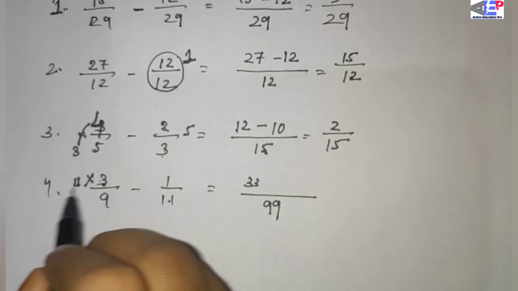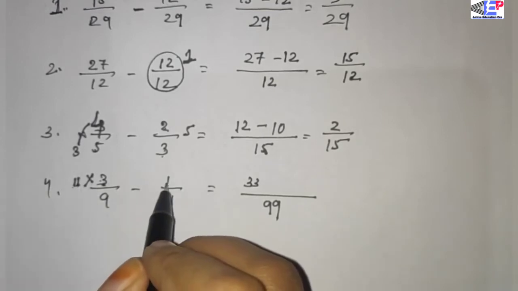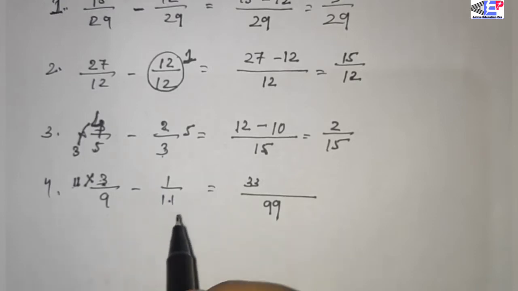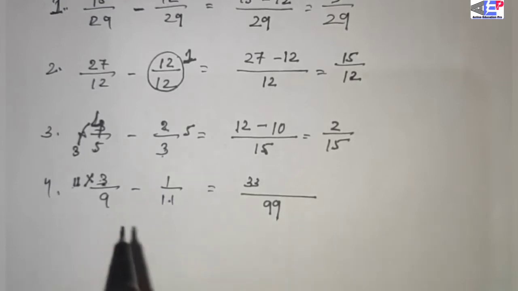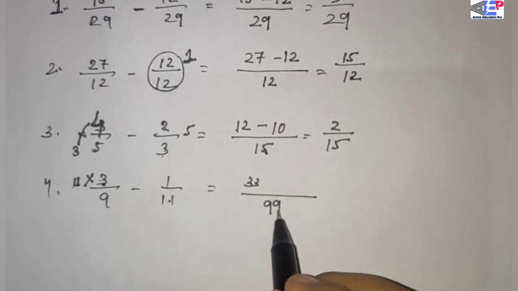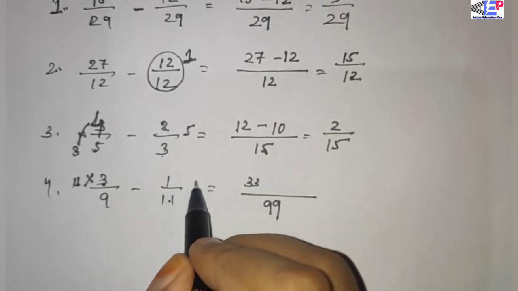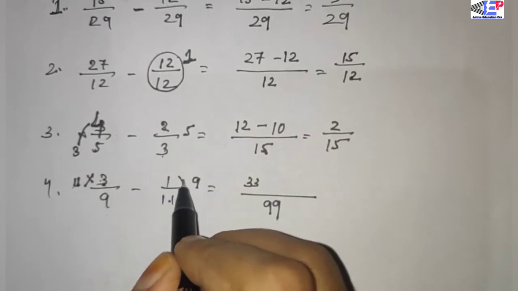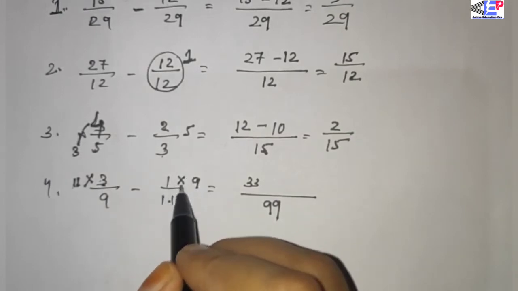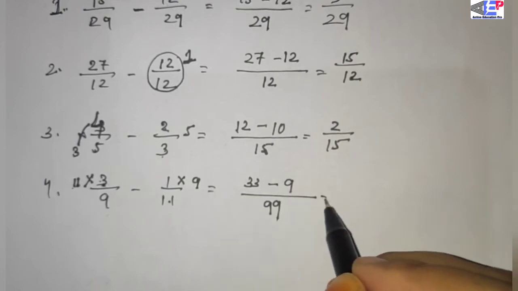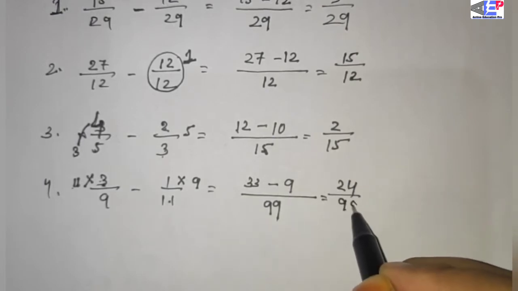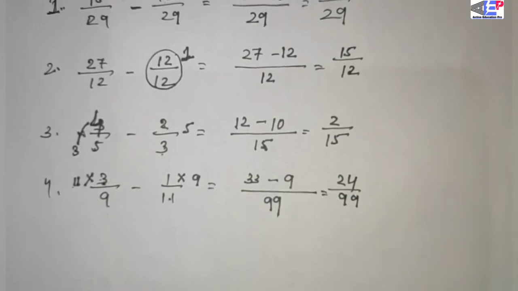This quotient 11, you should not multiply with this numerator. It is not possible. It is not the right procedure. You should multiply its own numerator. When I divide this 99 with 11, the answer is 9. The quotient is 9, and you should multiply the 9 with its own numerator. This is minus 9, and your answer is 24 by 99.